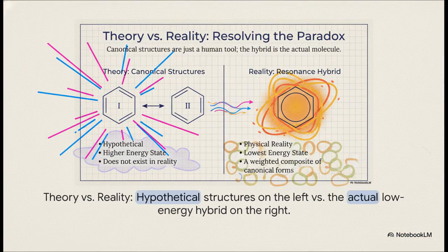So on the left, you see our 2 possible attempts at drawing benzene. We call these canonical structures. Now, this is absolutely crucial. The molecule is not flipping back and forth between these 2 drawings. That is not happening. These are just our limited human tools for trying to represent it on paper. The actual physical reality is what you see on the right, the resonance hybrid. It's one single, blended, incredibly stable state that's an average of our drawings.